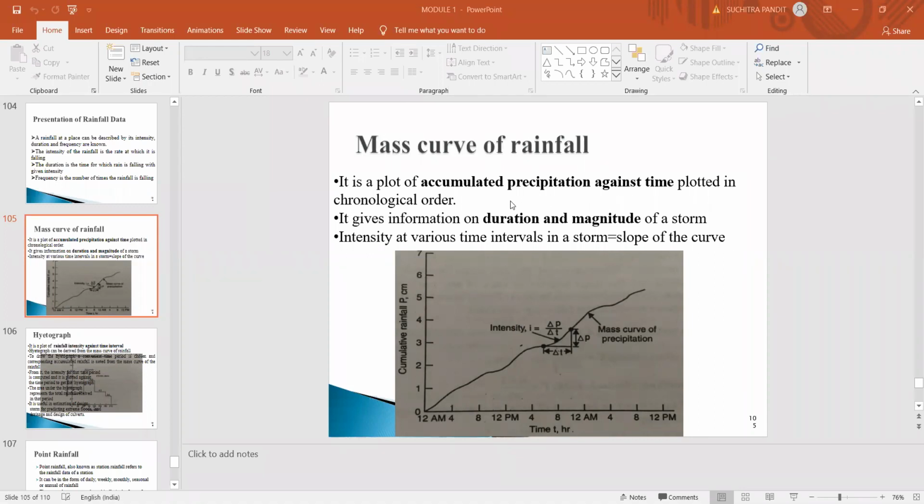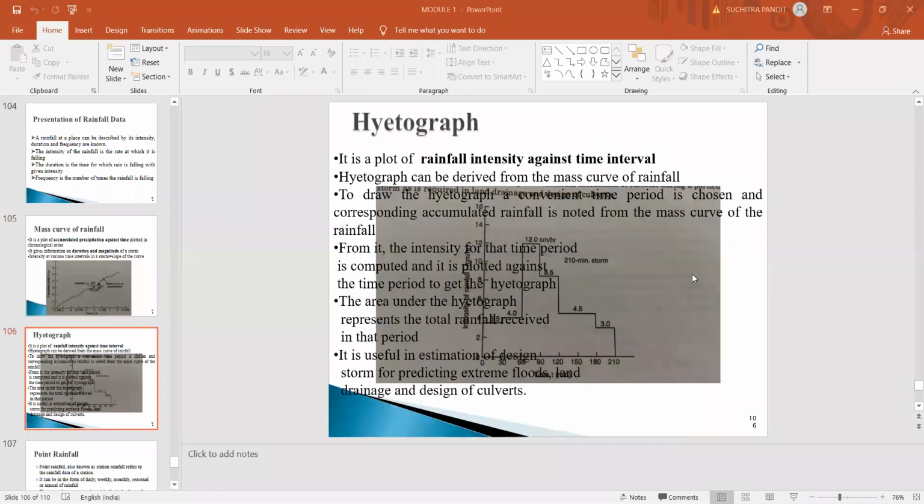So it's a plot of accumulated precipitation against time plotted in chronological order. It gives information on duration and magnitude of storm. Magnitude is nothing but the intensity. The intensity at various time intervals in a storm can be calculated between two time intervals from the slope of the mass curve, thereby you will get the intensity of rainfall. So this is one method by which you can present the rainfall data.